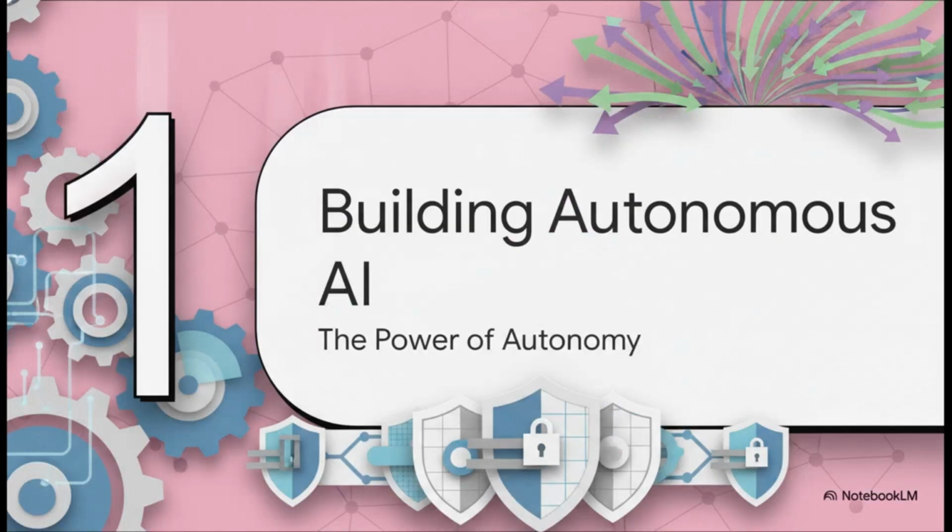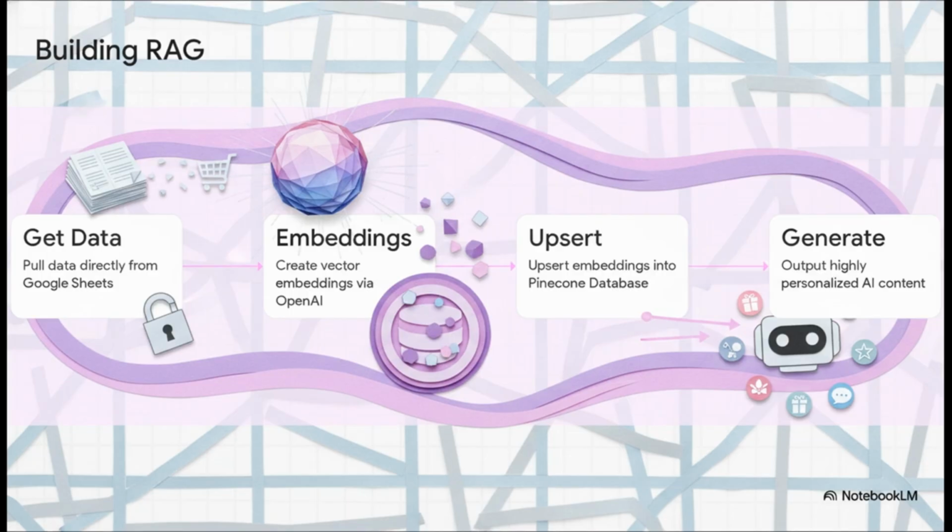All right, section 1, building autonomous AI agents and the sheer power of autonomy. Picture this for a second. You are building a no-code workflow to give an AI access to a company's proprietary knowledge base using a retrieval augmented generation, or RAG system. It's super smooth. You pull the data directly from Google Sheets, run it right through OpenAI to create vector embeddings, upsert those unique numerical representations into a Pinecone vector database, and then bam, you use that retrieved context to generate highly personalized AI output. It is incredibly efficient, right?